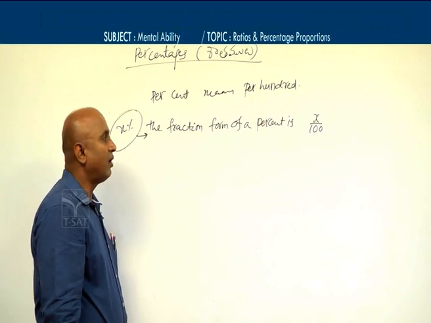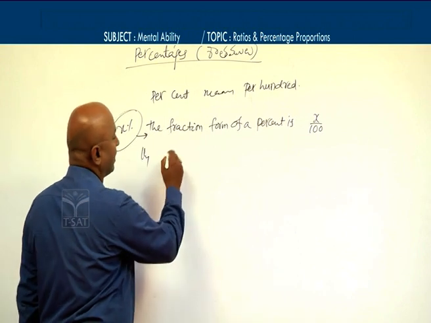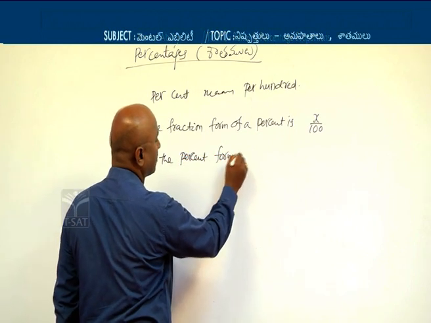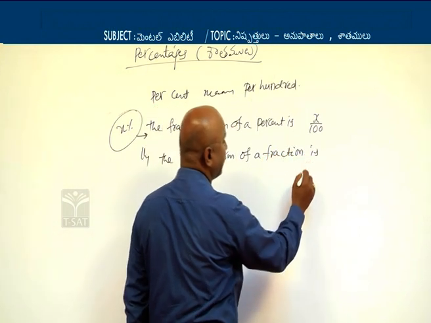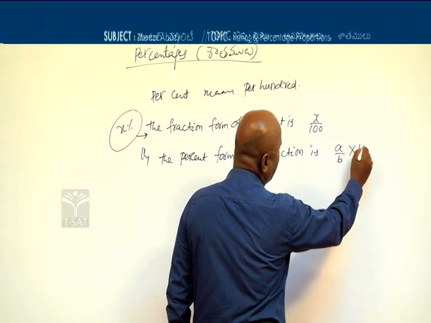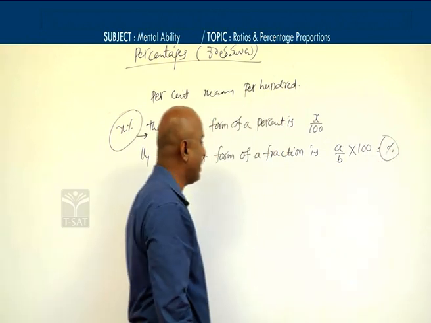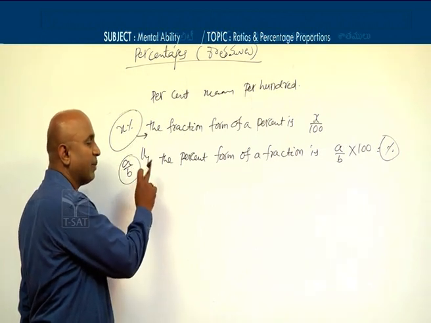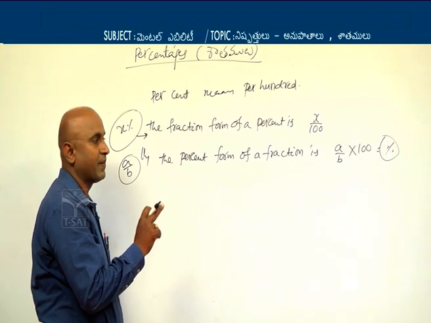The fraction form of a percent is x/100. Similarly, the percent form of a fraction a/b: multiply it with 100, then you will get the percentage. Suppose a/b is a fraction, then the percent form of the fraction is a/b into 100%.